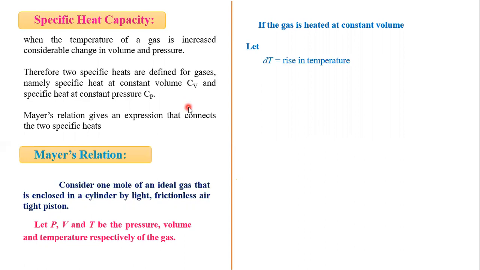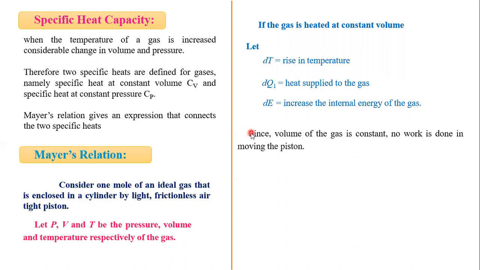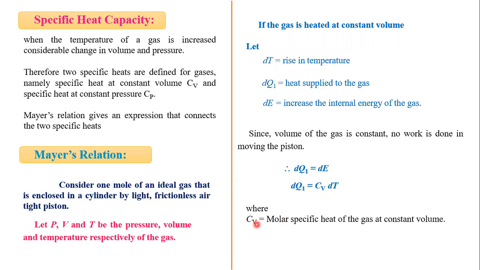let dT be the rise in temperature, dQ1 the heat supplied to the gas, dE the increase in internal energy of the gas. Since the volume of the gas is constant, no work is done in moving the piston. So heat supplied is equal to the increase in internal energy. So heat supplied dQ1 is, by the formula of specific heat, CvdT. Now Cv is the molar specific heat of the gas at constant volume.